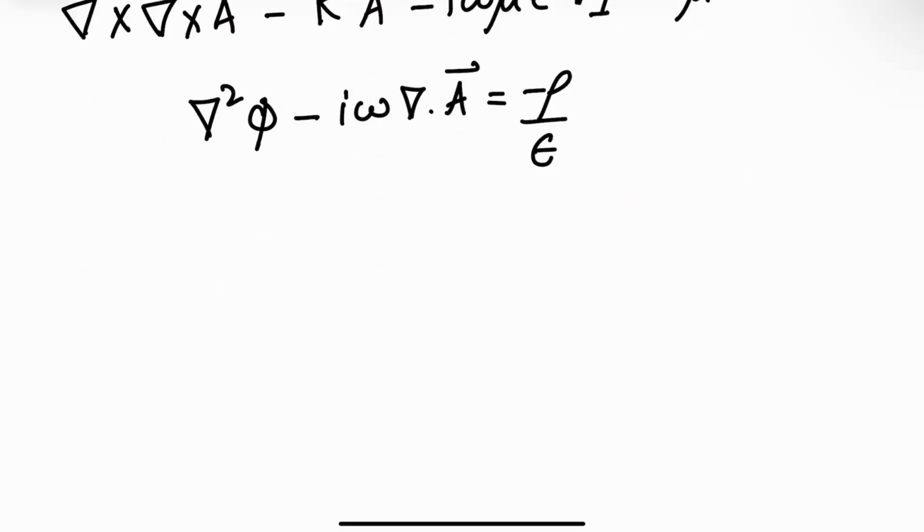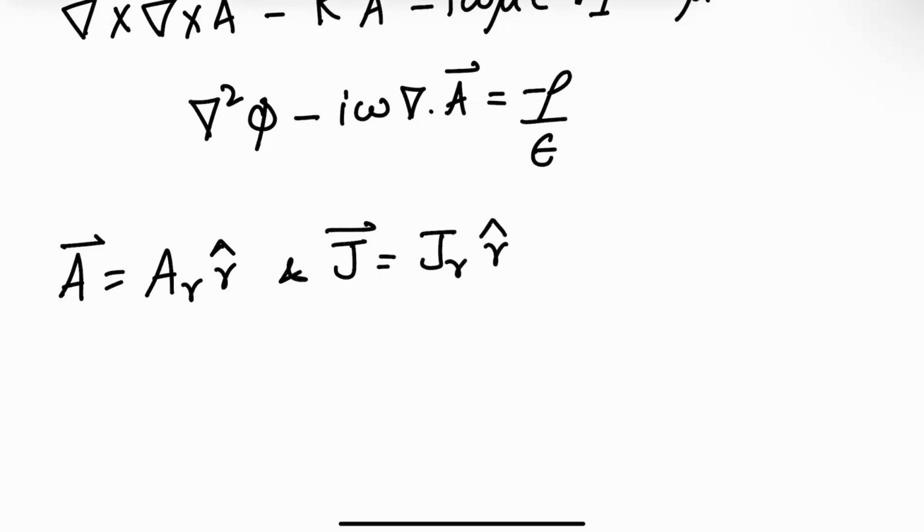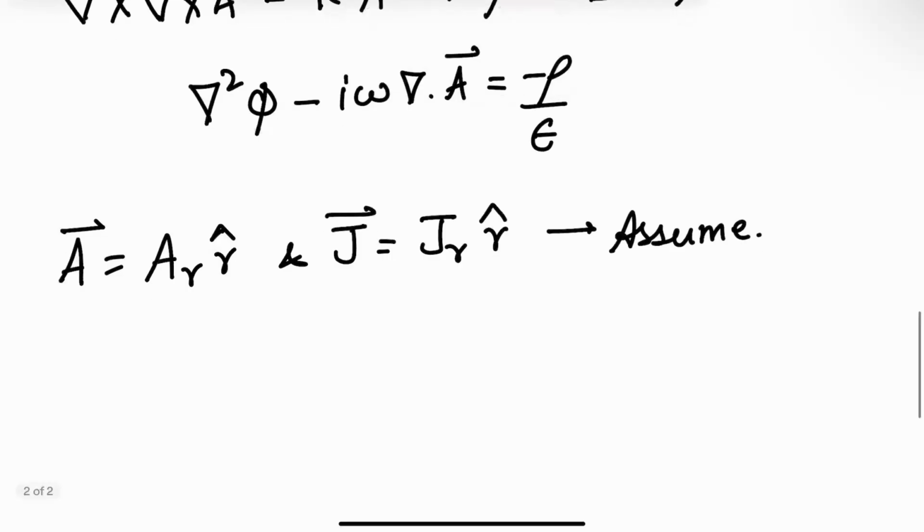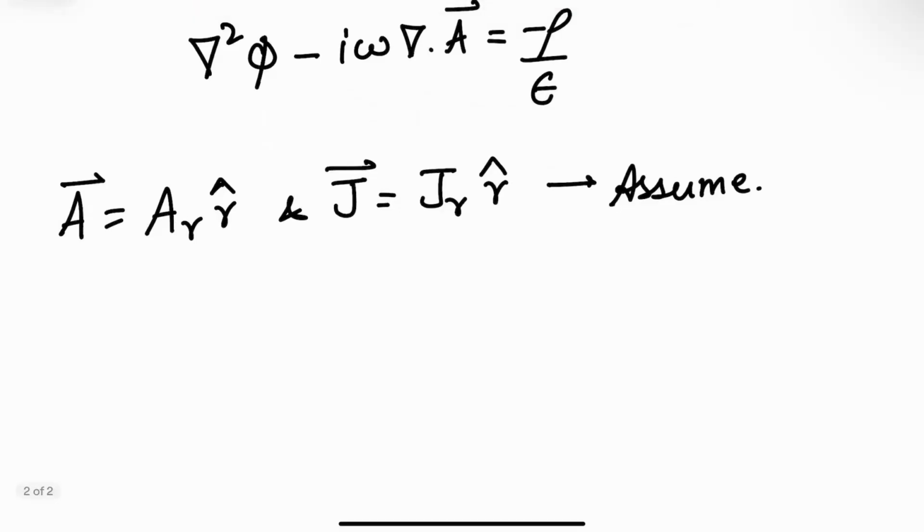Okay. So to do that, we will simplify it by considering A only has an R component, and J only has a JR component. So what are we doing here? We assume that A is along R hat and J is also along R hat. The reason we make this assumption is that with this we'll see that we end up with a set of field solutions which are the TM to R fields and the TE to R fields.